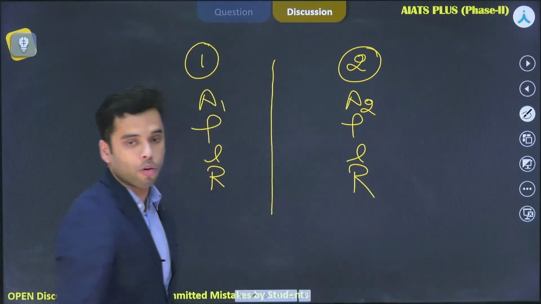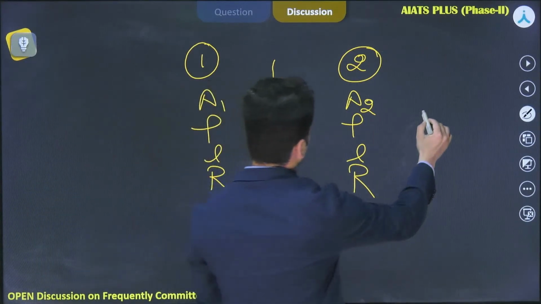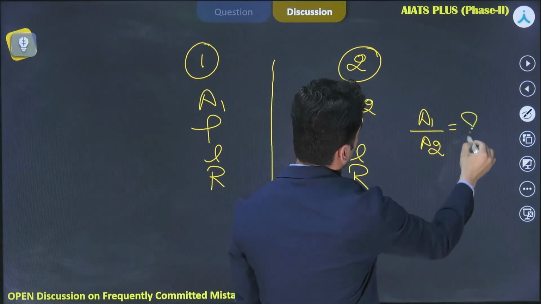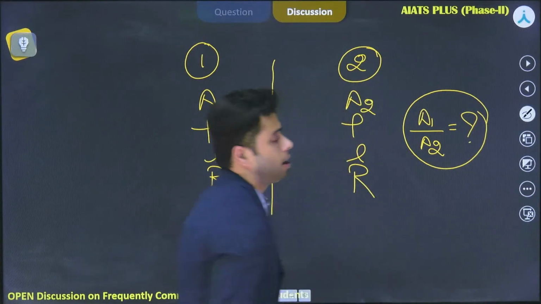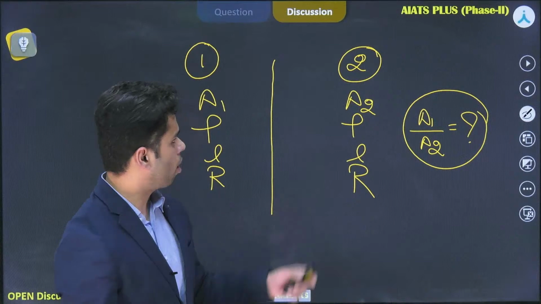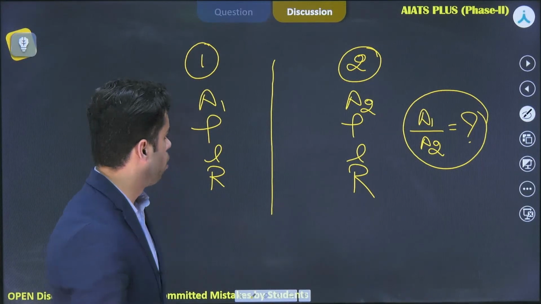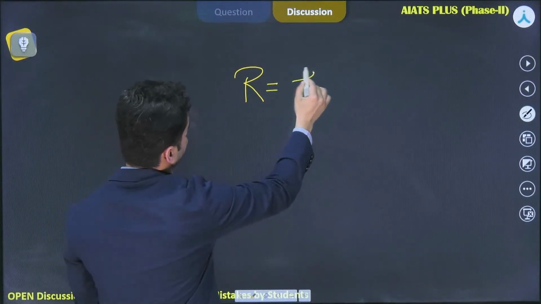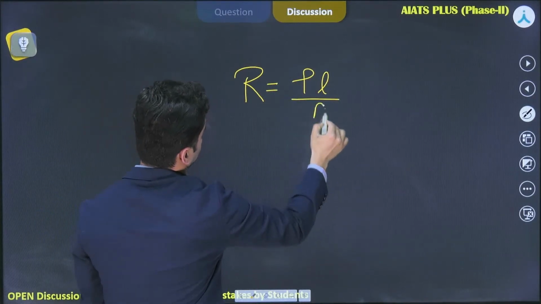Now based upon this information, you are being asked to calculate the ratio A1 by A2. What should be the value of A1 by A2, they are asking. Anyone, if you are getting the answer, you can put the answer in the comment box. So they are asking you the ratio A1 by A2. So dear students, we discussed that resistance is given by rho L over A.